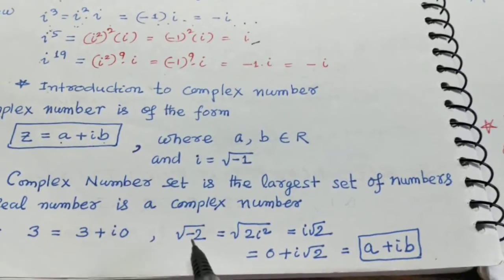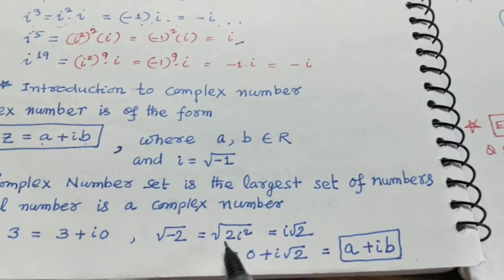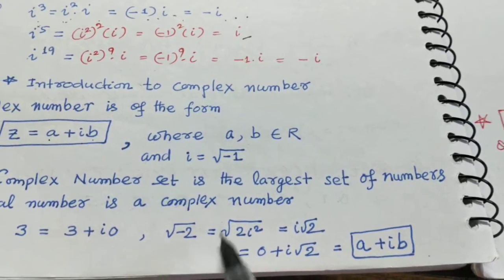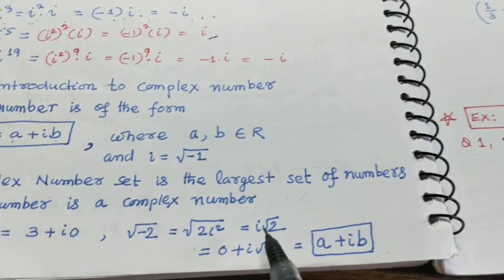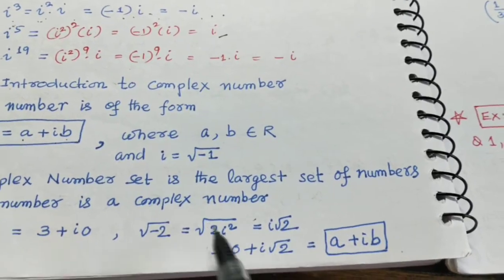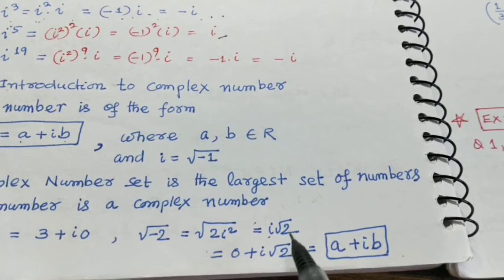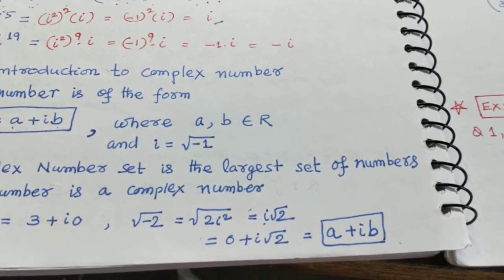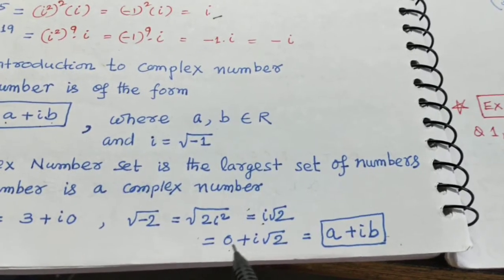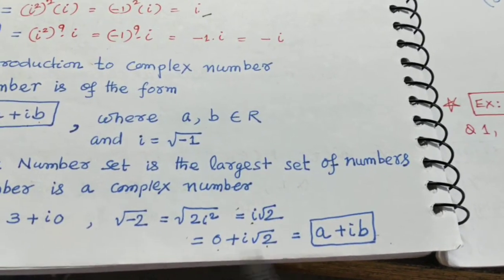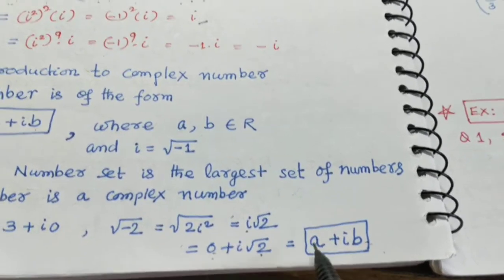Under root minus 2: how can we evaluate this? This minus 1 will be eta square. So the under root of this eta square is eta, and under root 2 remains. So this can further be expressed as a plus eta b, because here the real part is 0 and the imaginary part is root 2. This way you can express it.